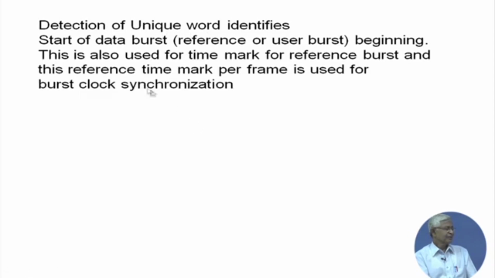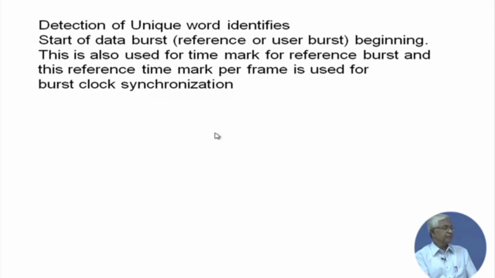Now, this is the network synchronization part, but in all this process you have to detect the unique word, which tells you where the reference burst data starts. So, detection of the unique word is very important. Unique word is the beginning of a burst where the actual data is there. This is also used as a time mark for the reference burst, and this reference time mark per frame is used for burst clock synchronization, for the network synchronization part, that is.